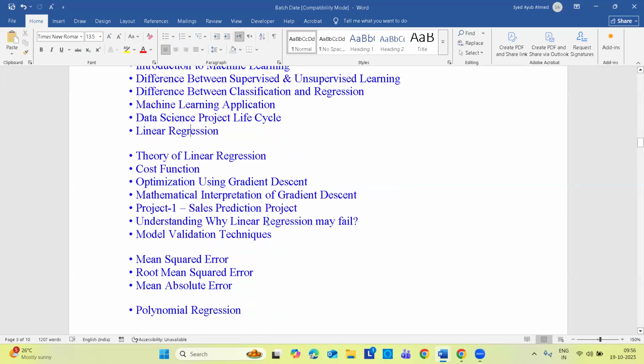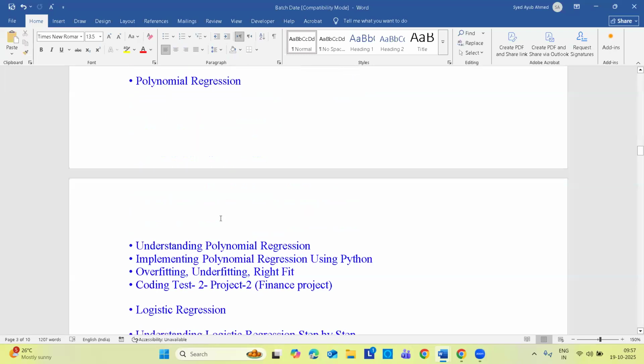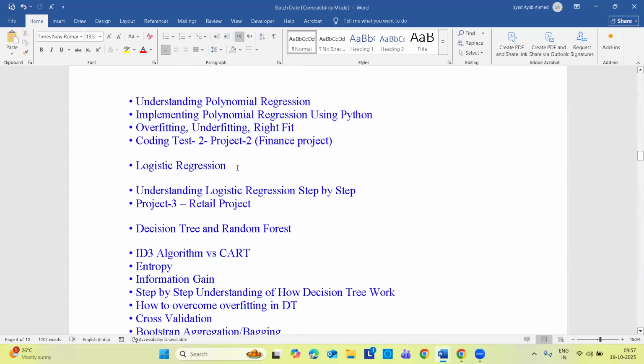And then why linear regression will fail also. Those terminologies we have to cover. So some validation techniques, these are metrics. Like for example, linear regression you are seeing, right? Algorithm. So through these measures, you can actually validate the algorithm called linear regression. Polynomial regression. Then logistic regression, same. Some projects will be there for linear regression, and then you'll have logistic regression as well.